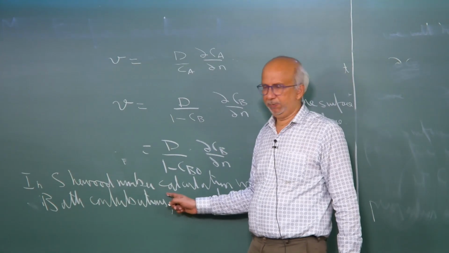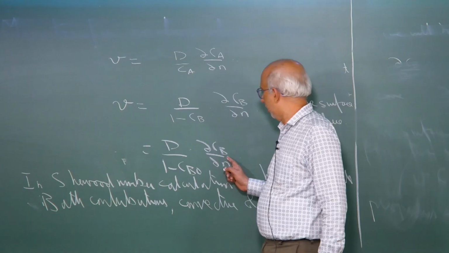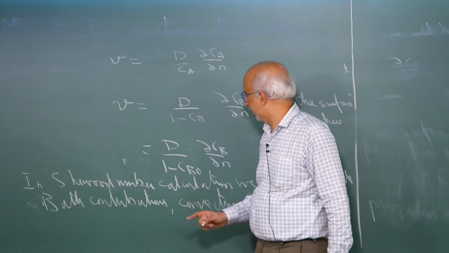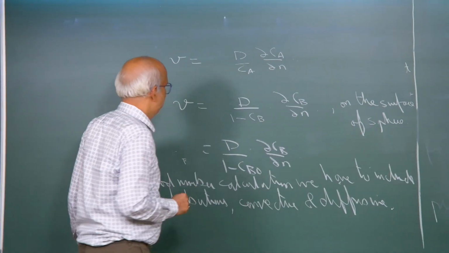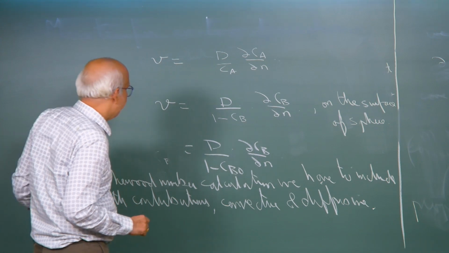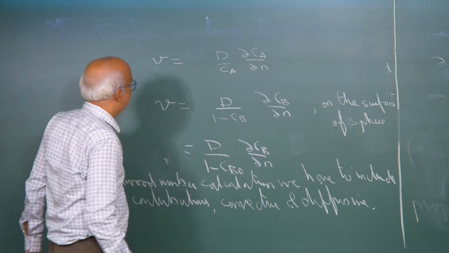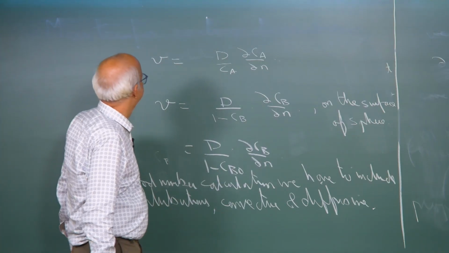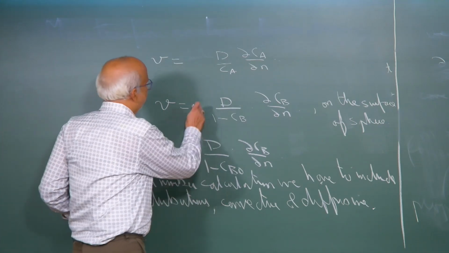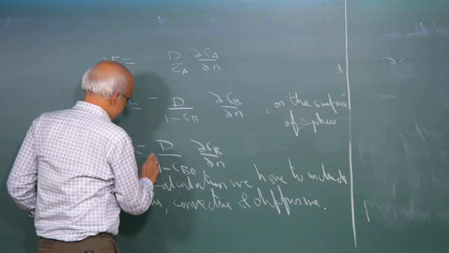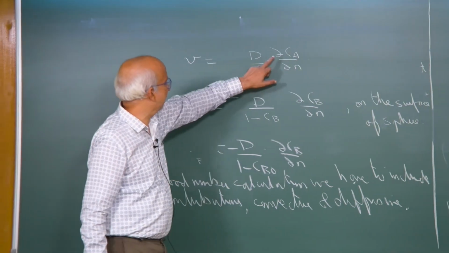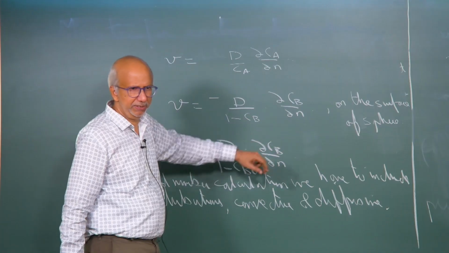This gradient dCb by dN is going to tell you what the sign of the velocity is. Did I do something wrong? Yeah, this is fine. Is that a minus sign? There's a minus sign here, no? dCA by dN is minus dCb by dN. Yeah, because I've converted dCA by dN to dCb by dN.